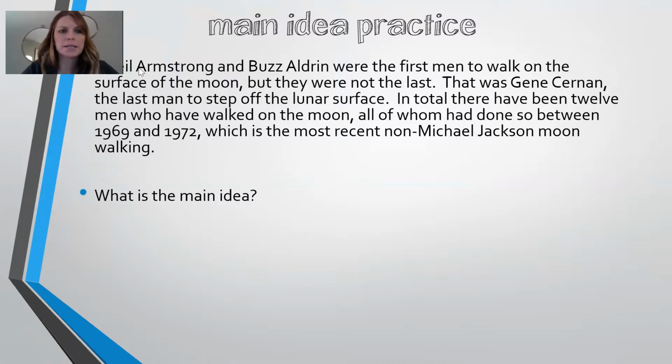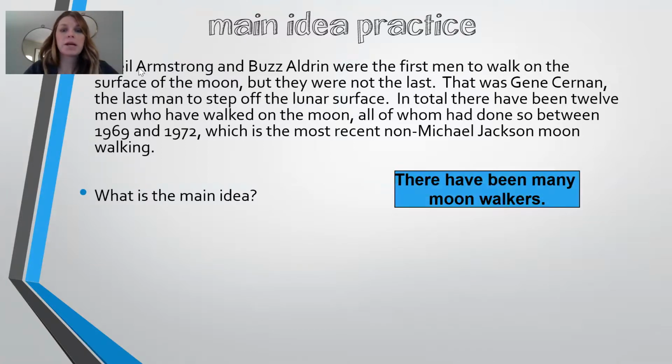So what is our main idea? Remember, we're wanting to pay attention to the first and last sentence after we've read the whole text. The main idea is there have been many moonwalkers. So they were not the first men to walk on the surface of the moon, but they were not the last. And then it ends with there have been 12 men who have walked on the moon. So the main idea is there have been many moonwalkers.